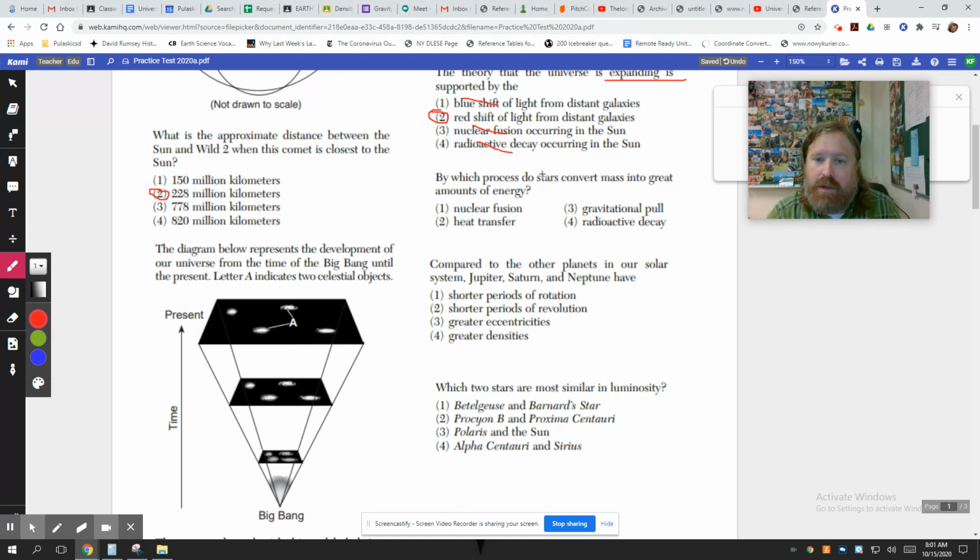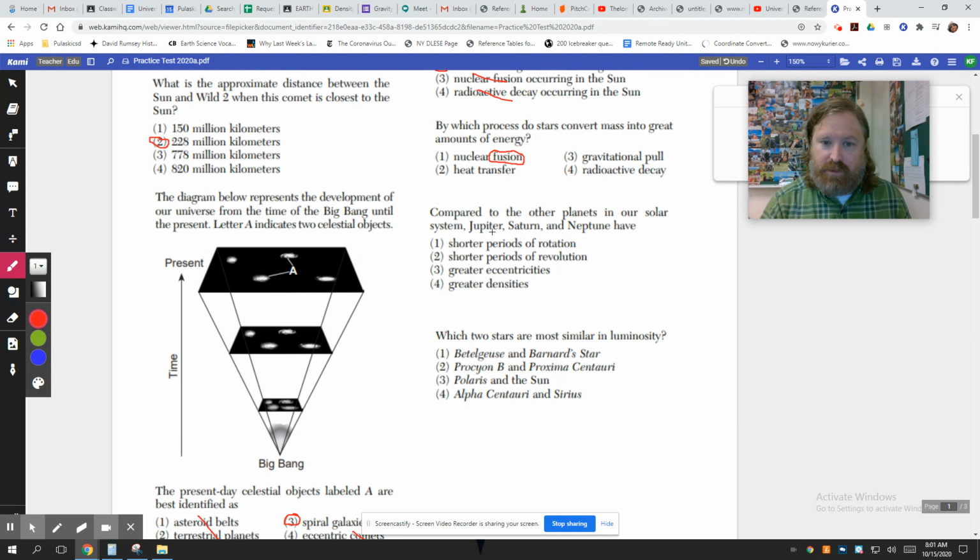You'll be good. By which process do stars convert mass into energy? That is fusion. Fusion powers stars. There will be a question. Get your points. Compared to the other planets in our solar system, Jupiter, Saturn, and Neptune have what?